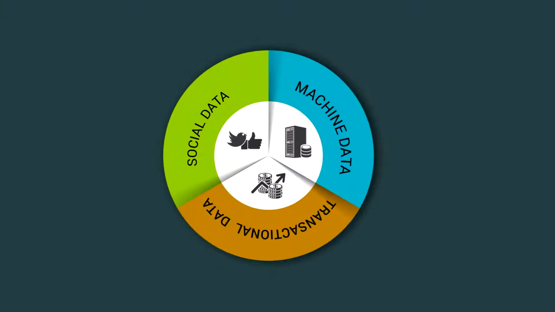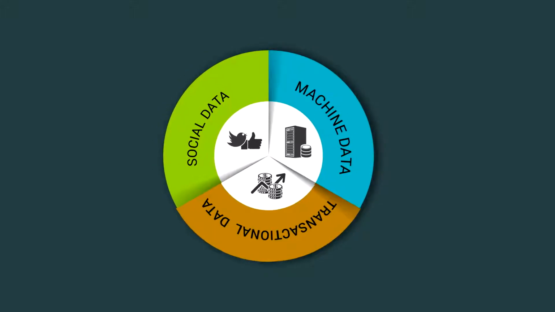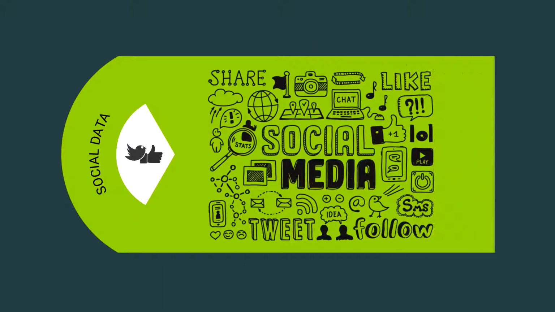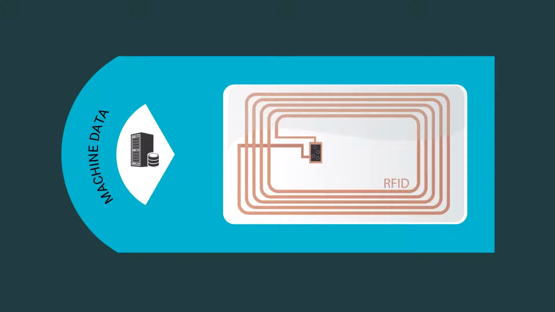Let's now look at the 3 sources of big data: social data, machine data, and transactional data. Social data is obtained from social media sites such as Facebook and Twitter. Machine data, on the other hand, is the information generated from radio frequency identification, or RFID tags. Location data, such as RFID chip readings and GPS output, are examples of such data.